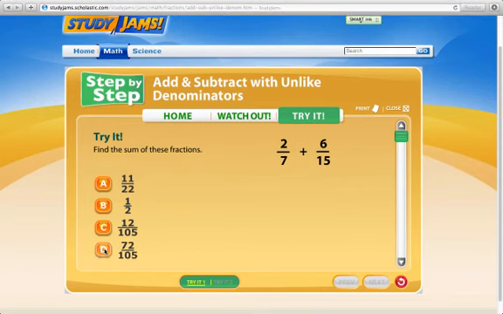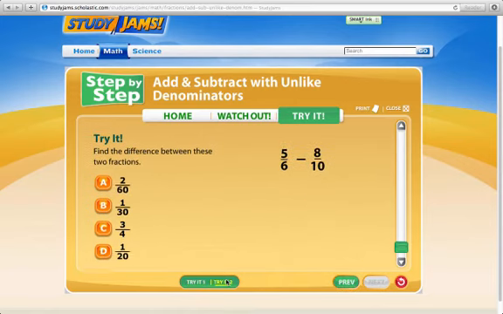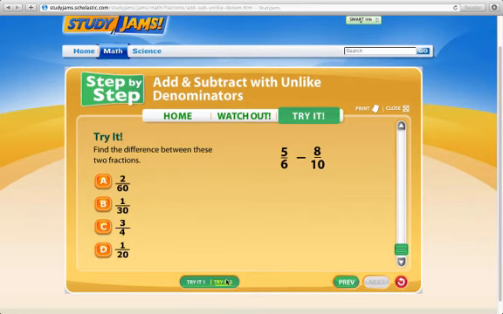If you got 72 over 105, awesome! 72 over 105 is the correct answer. That was a really hard one. Let's try number 2. Find the difference between these two fractions.